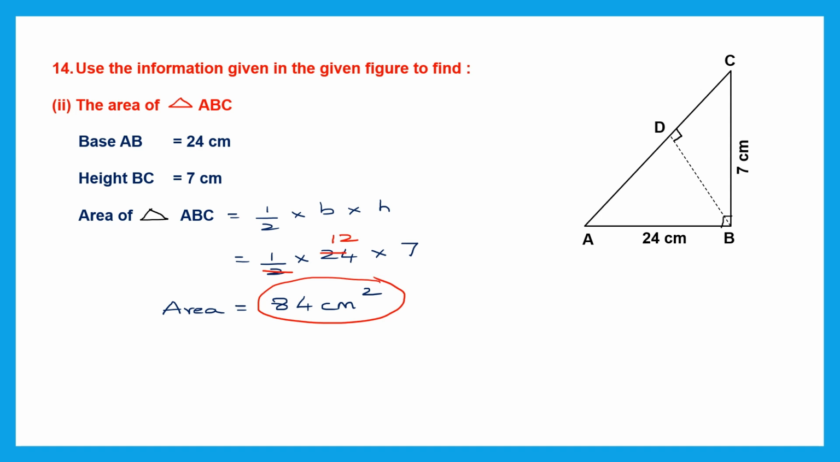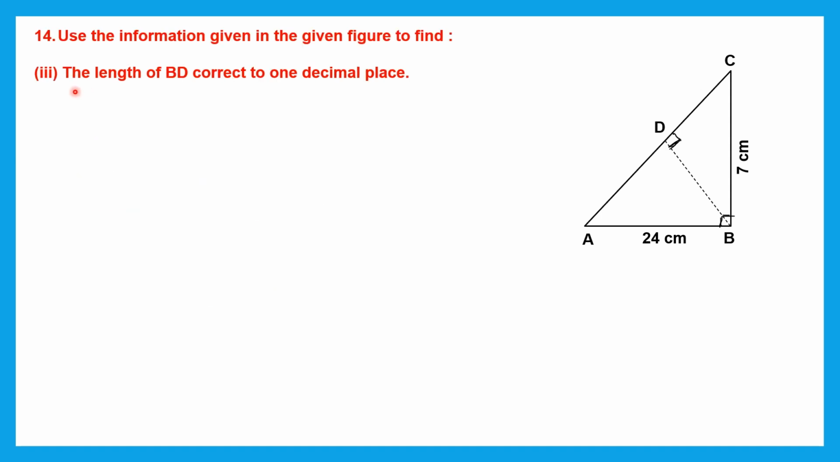Let's go to the next question. Here we have to find the length of BD. Now this is BD. This length correct to one decimal place. So here as you can see, BD has touched AC at right angles. That means BD is perpendicular to AC. Let's make a note of that. BD is perpendicular to AC. That means now we can find the area of this triangle by using BD as a height.